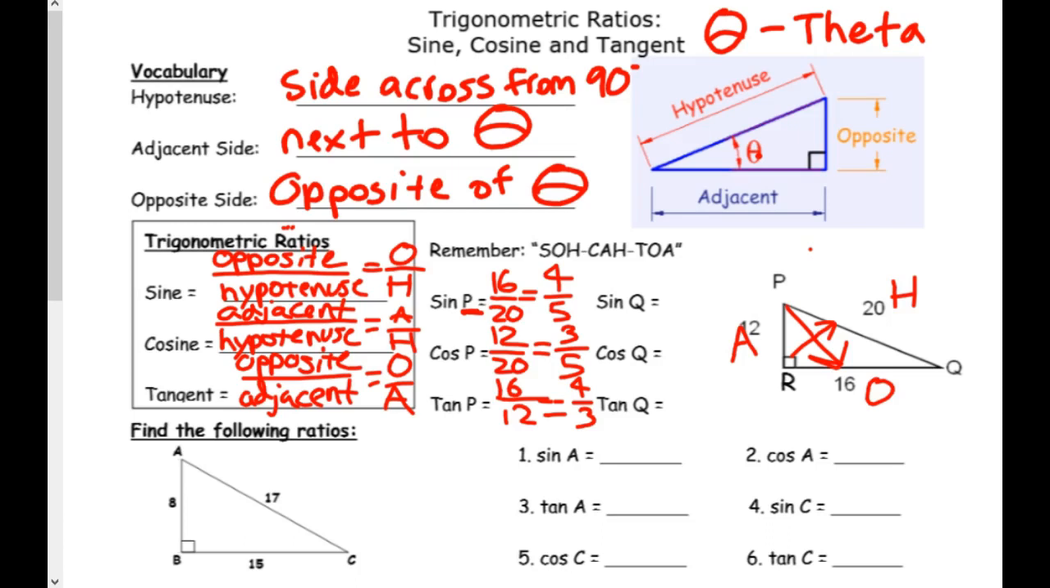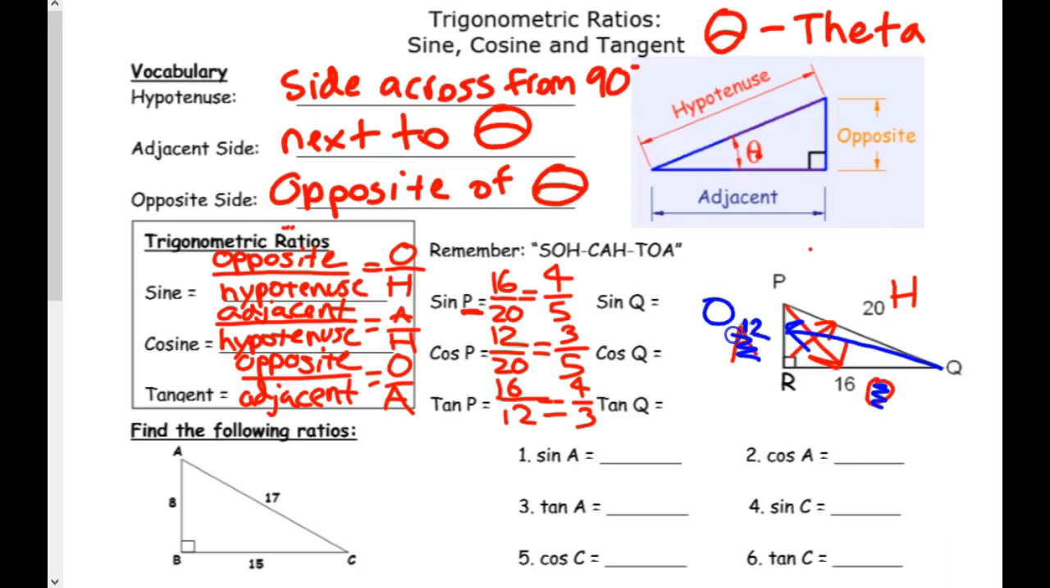What letter's here? Q. So let me tell you, if the letter or the angle changes, your O and your A have to change. They're just going to flip, correct. So watch this. If I started at Q, what's my new O? 12, right? So now O is over here at 12.